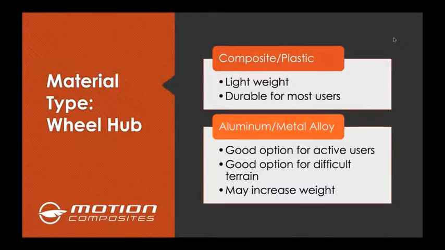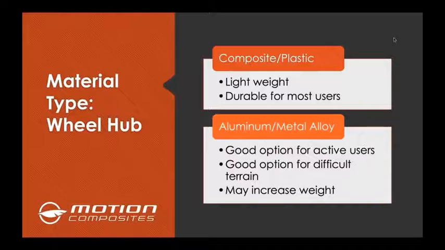The other thing you might have the choice of is the material type. So the actual hub of the wheel, the center part of the wheel. You usually have composite or plastic wheels. They're lightweight, they're durable for most users. They're usually no charge or little upcharge, depending on the kind of tire, actually, usually. And then you have aluminum or metal alloy.